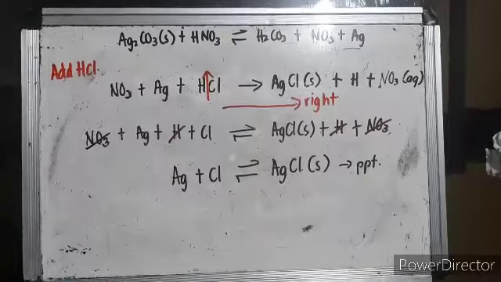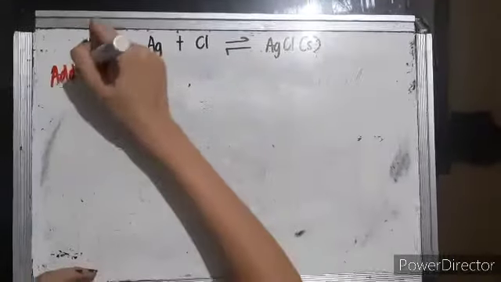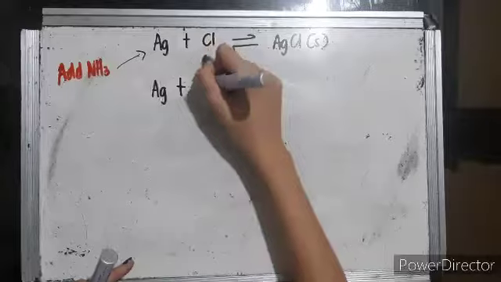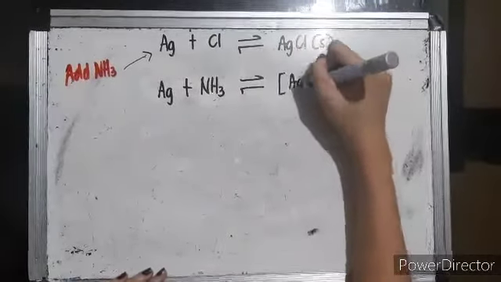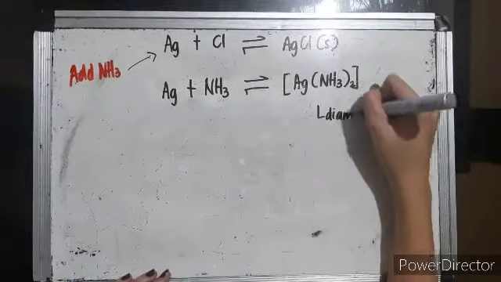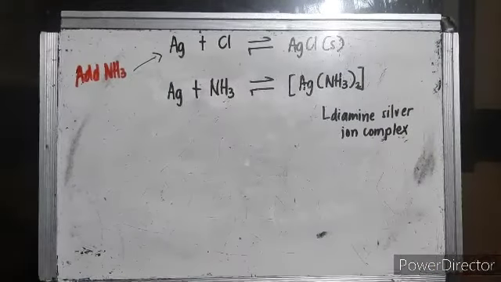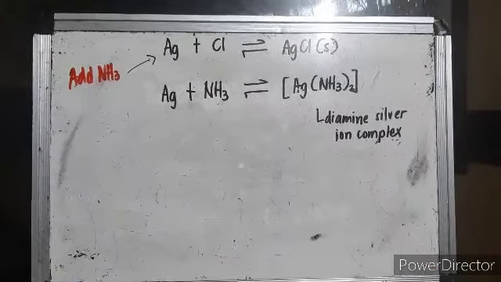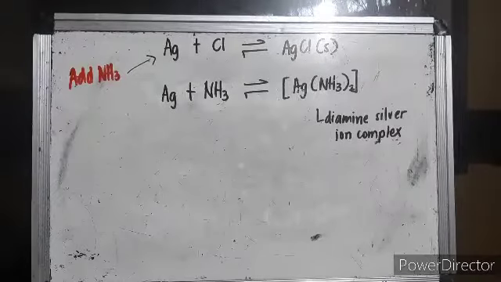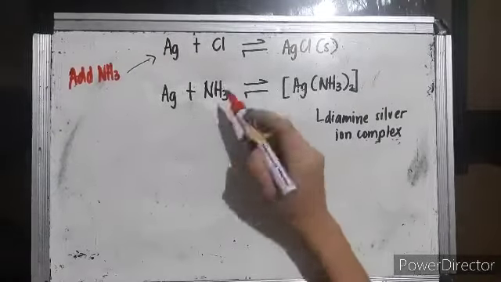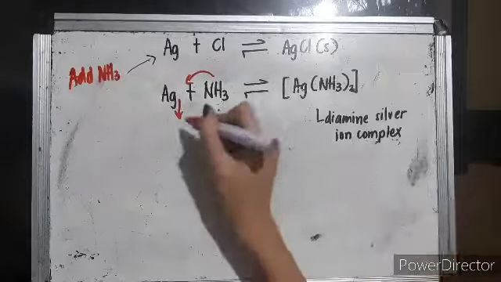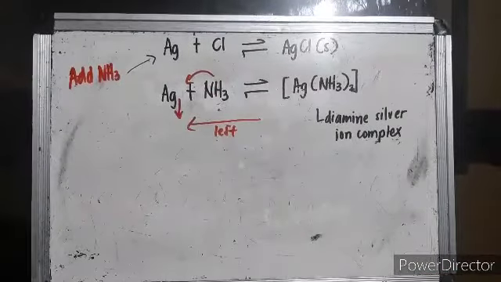Next is the addition of ammonia, wherein magre-react siya kay silver, forming now your diamine silver ion complex. At dahil si ammonia nag-react kay silver, kumonti na yung concentration ni silver. Dahil nasa reactant side siya, that would be shift to the left to compensate your system.